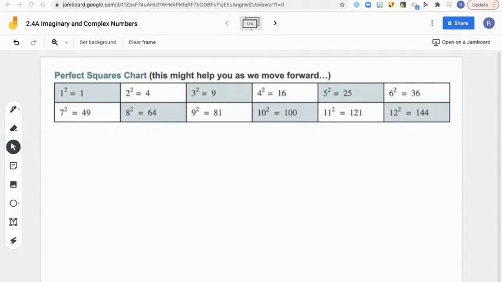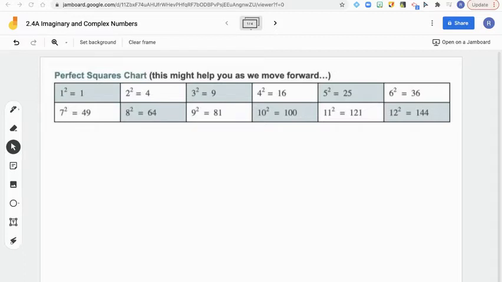So we've taken a little bit of time and reviewed what it looks like to simplify a square root, to solve a square root that is a perfect square. And what we're going to look at next is dealing with not only perfect squares, but imaginary and complex numbers.